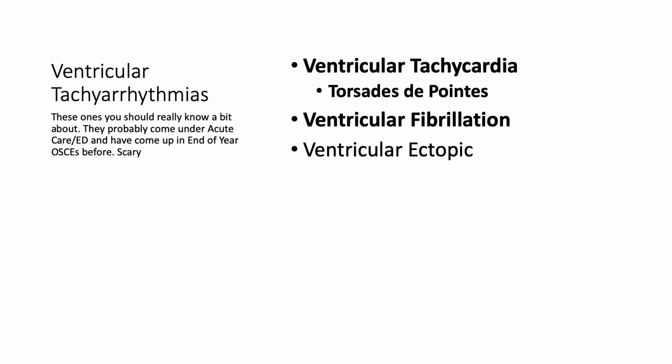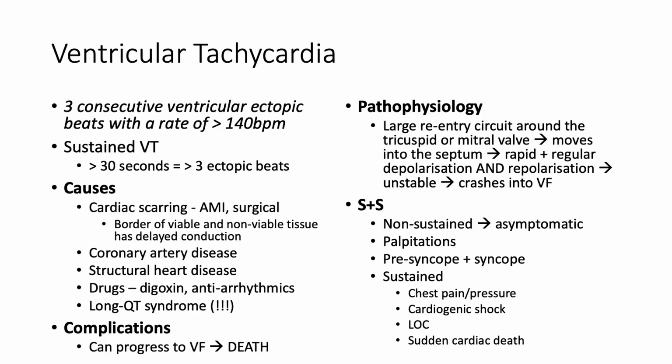Ventricular tachyarrhythmias. So these are the 3 types: ventricular tachycardia, ventricular fibrillation, and ventricular ectopics. These ones come under ED because they present dramatically and they need dramatic management. Ventricular tachycardia is 3 ventricular ectopic beats with a rate of greater than 140. And if it's sustained, then it's 30 seconds rather than just the 3 beats.